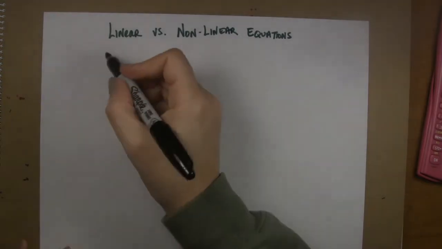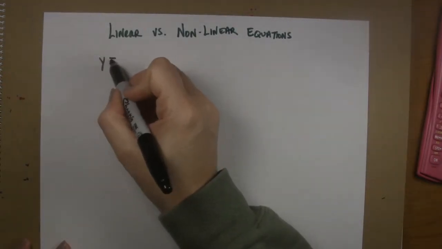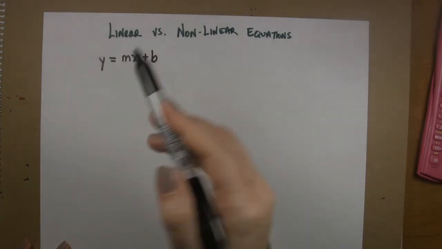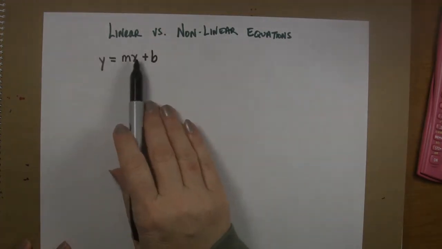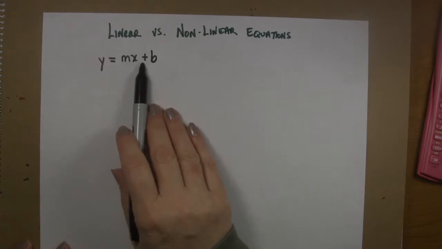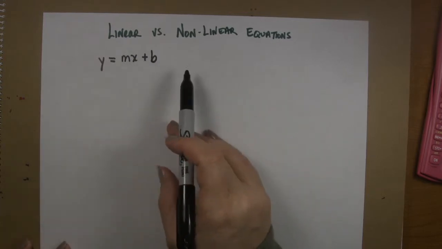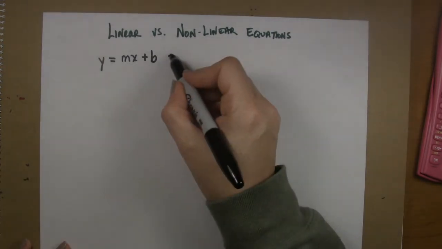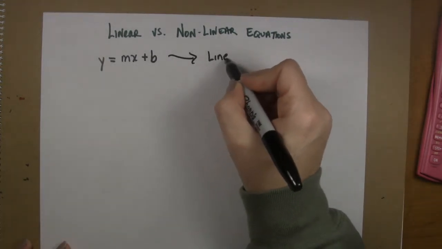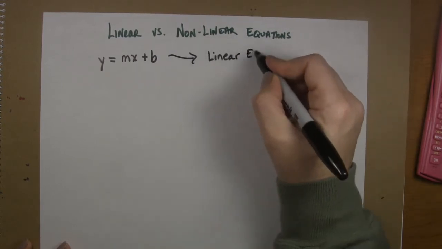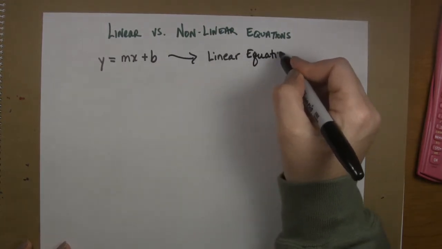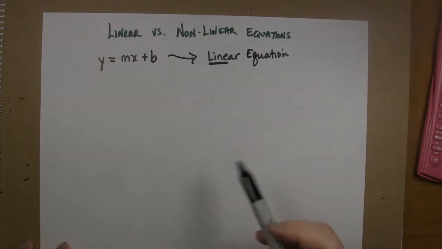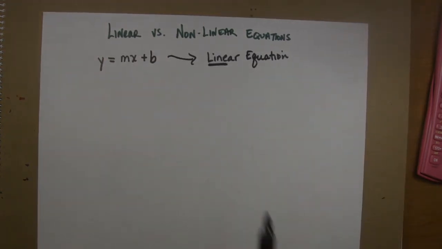You know that the traditional slope-intercept form is y equals mx plus b. So y equals the slope times your x variable plus b, which is your slope-intercept. This is a linear equation. It's called a linear equation because when you figure it all out, you get a line. That's why it's called linear.